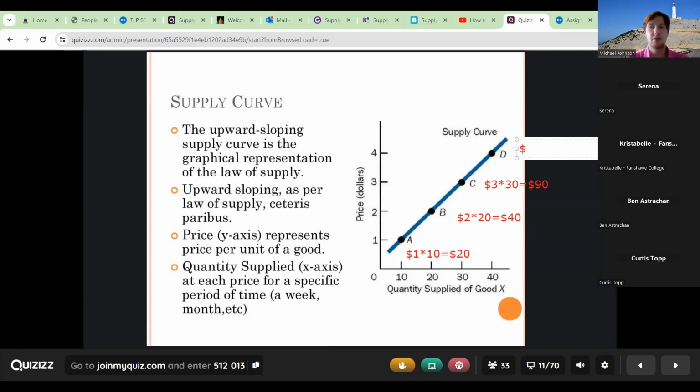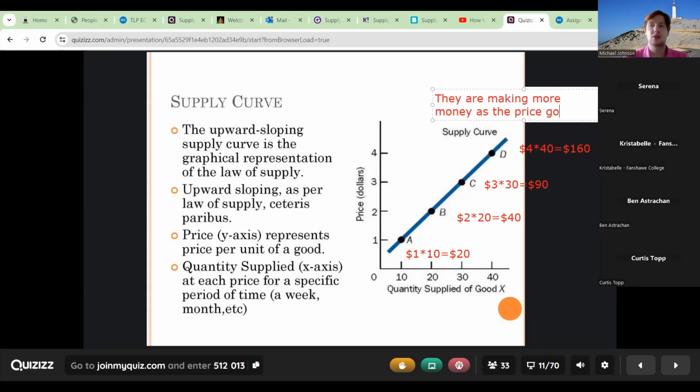Then here, 4 times 40, they make $160. So they're making more money as the price goes up, and they supply more. That's why they supply more: it's a good incentive. They are incentivized to supply more because they're going to make more money in that case.